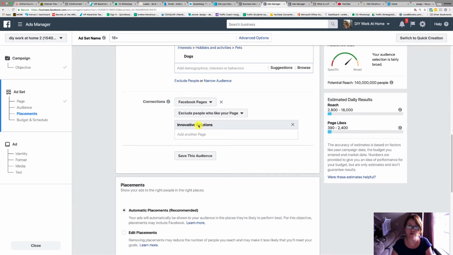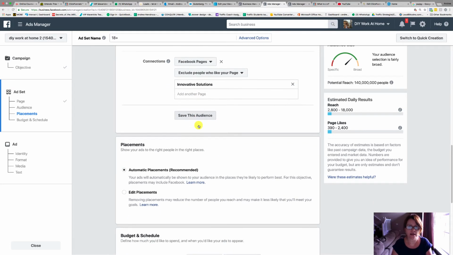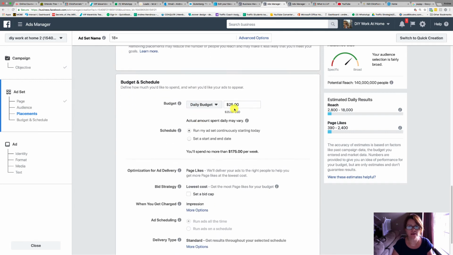So it's fine for Facebook to exclude people who already like your page. And then down here, it's the amount of money. You see, for $25 a day, this is how many people I'm going to be reaching a day. Now, I'm going to bring this down because this is for training purposes only, and of course I do want to get some likes on my page.